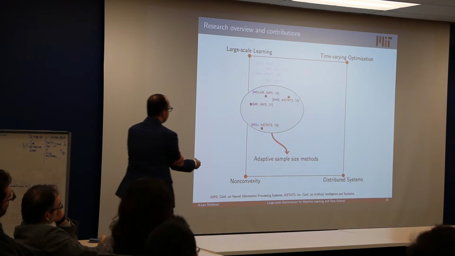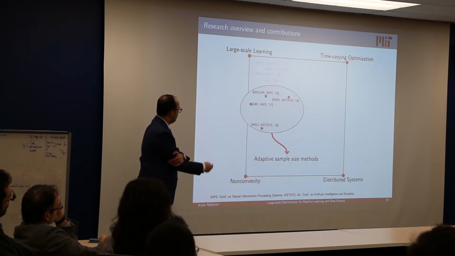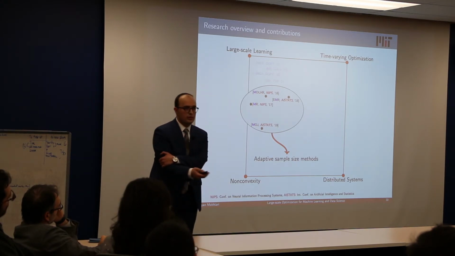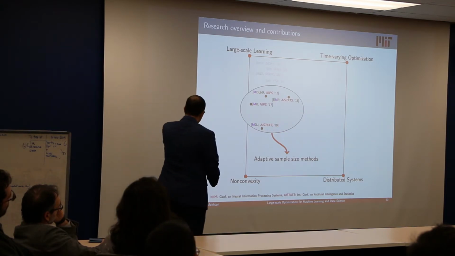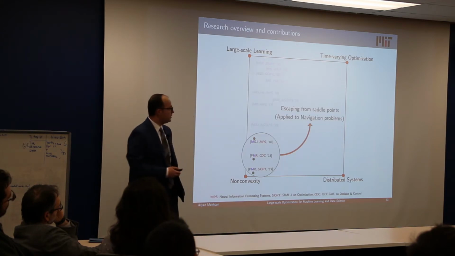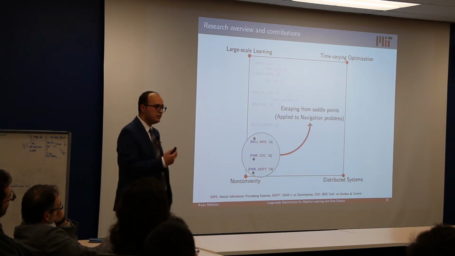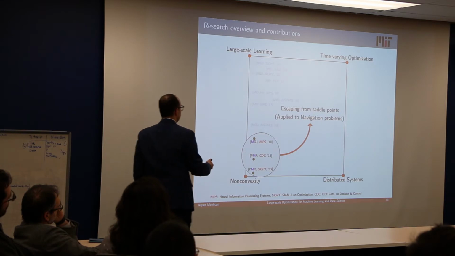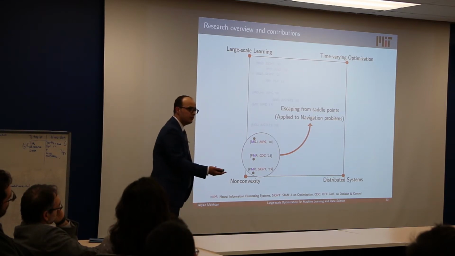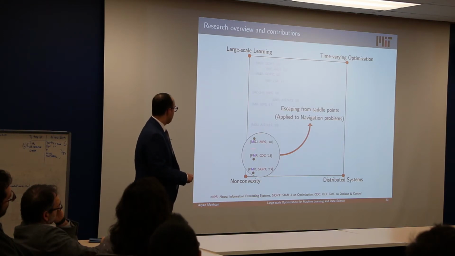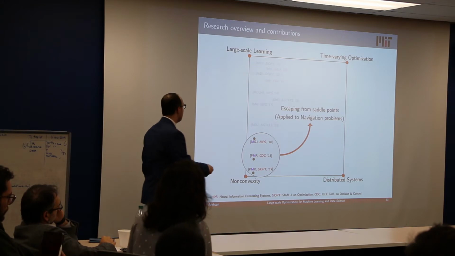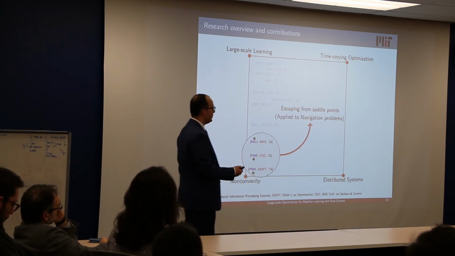But I'm just going to briefly talk about other works that I have done in different corners of this square. I don't have time to go over the details, but I'll be more than happy to talk about the details of these projects. So in non-convexity, basically I look at the problem of escaping from saddle points. As I described, a challenging problem in most machine learning problems is to escape from saddle points to reach a local minimum, which is sometimes a global minimizer. I look at this problem for both unconstrained and constrained problems, and we also applied this to navigation problems that appear in robotics.